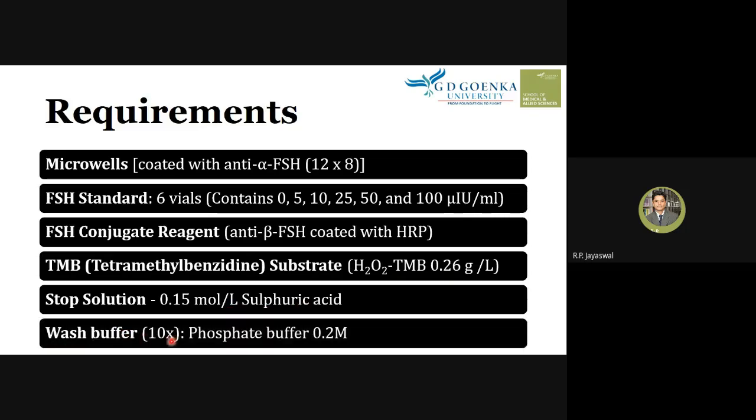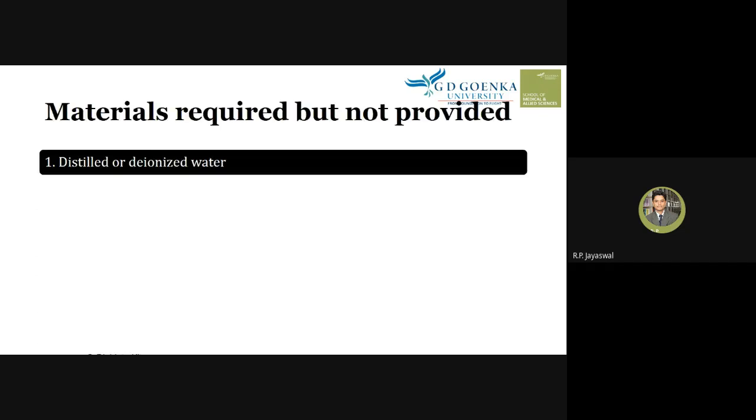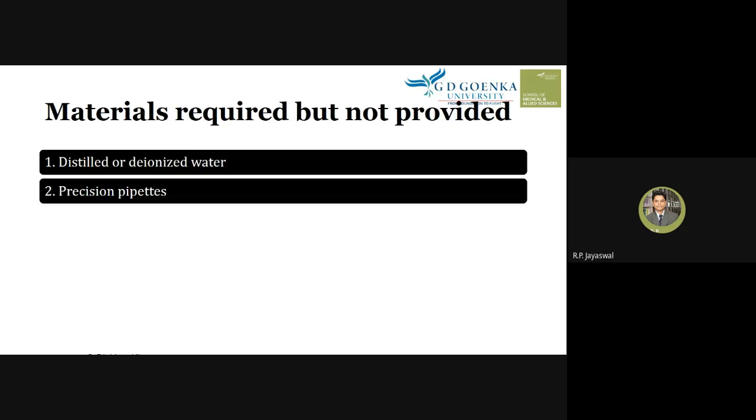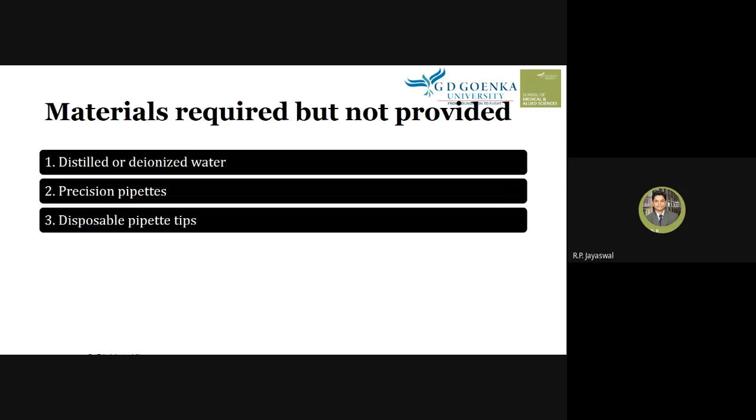And we have a wash buffer. This is the wash buffer, which is the concentrated type. Here we take 0.2 molar phosphate buffer as the wash buffer. HRP means horseradish peroxidase. Now, materials required but not provided with the kit: distilled water, precision pipettes, what we call auto pipettes, micropipettes.